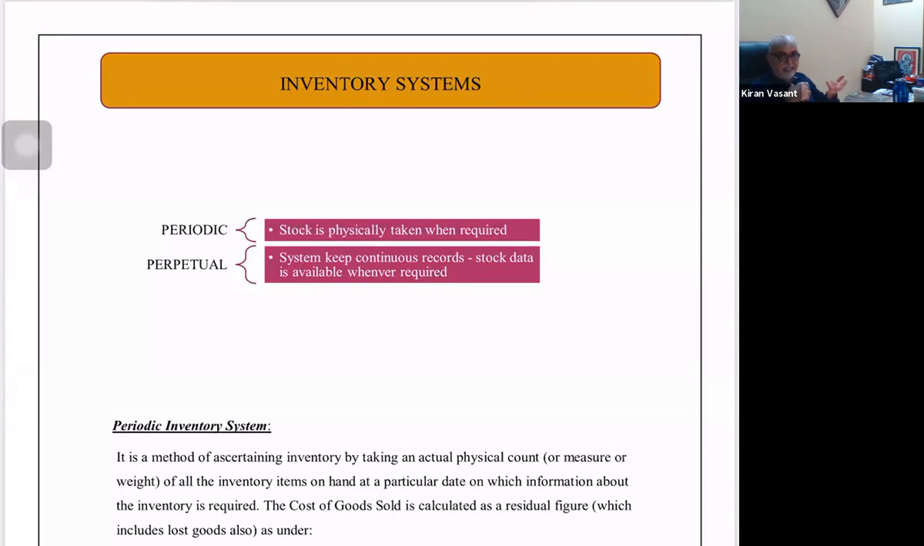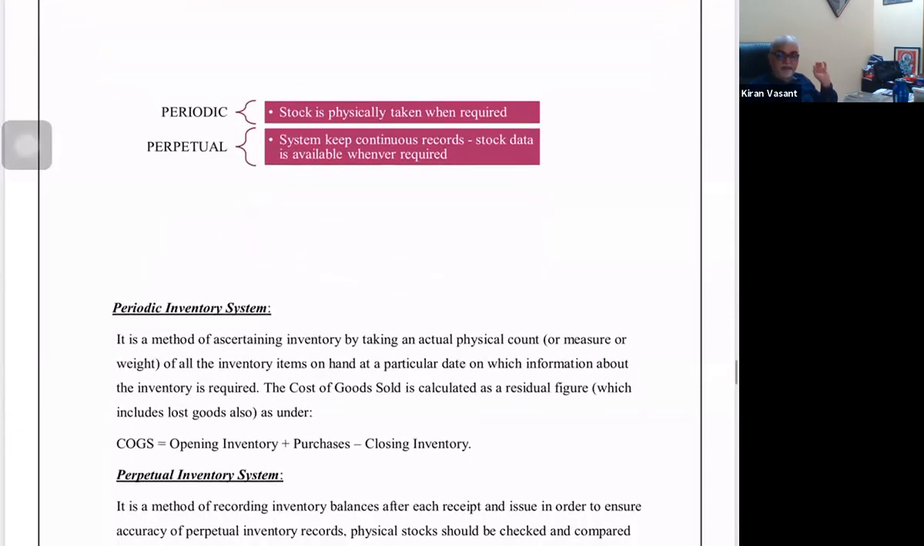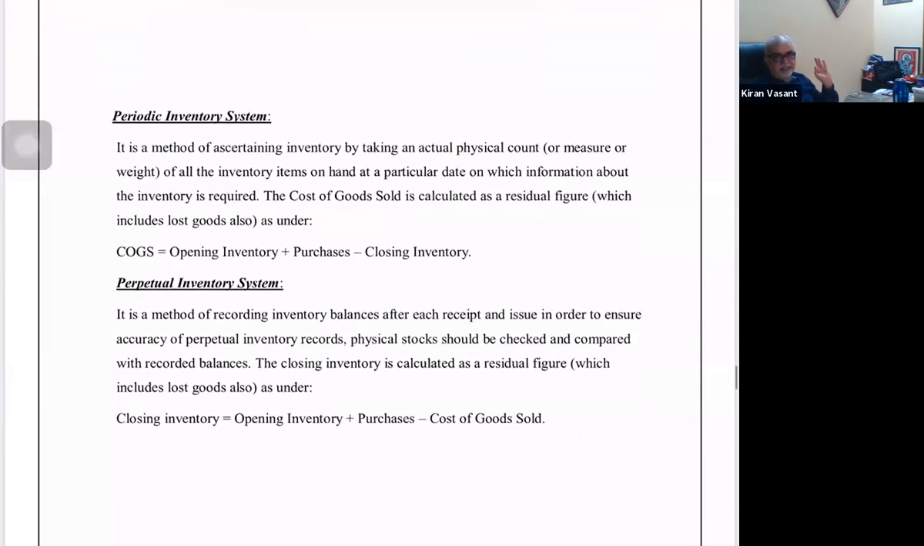Of course, the physical periodic system is simple, doesn't involve much cost. Small traders, medium traders can do that. The cost of goods sold is a residual figure under the periodic system. That is, opening stock plus purchases minus closing stock becomes your cost of goods sold. But in a perpetual system, the closing stock is the residual figure: opening stock plus purchases minus cost of goods sold. This is the big difference. This is the correct difference between the two.